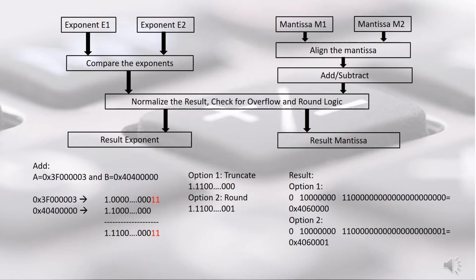One, truncate, which leads to a result of 406,0000 in hexadecimal, and 2, round, which leads to a result of 406,0001 in hexadecimal. Both results have the same sign, which is 0 to indicate a positive result, the same exponent, but different fractions due to the precision error.